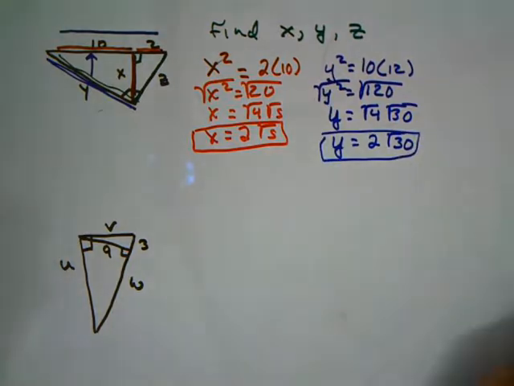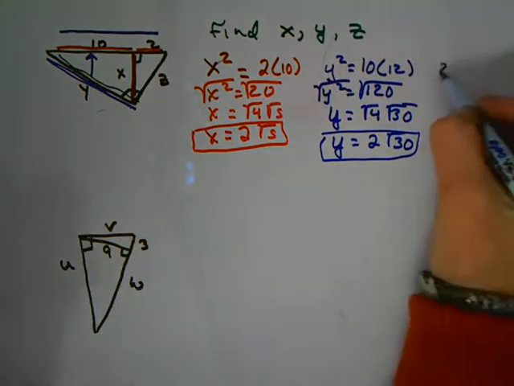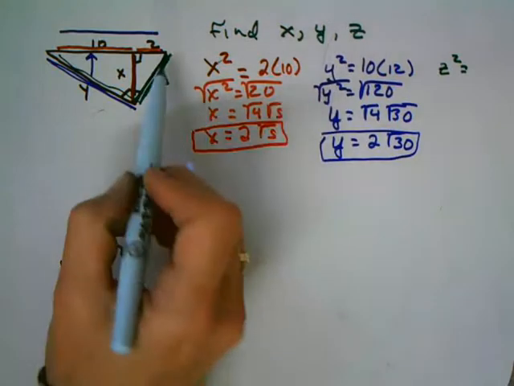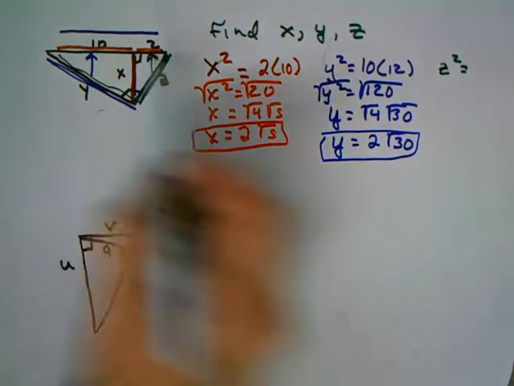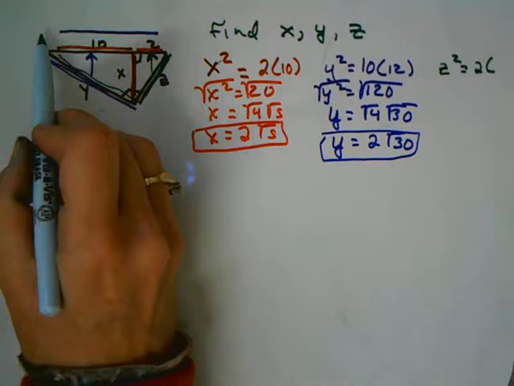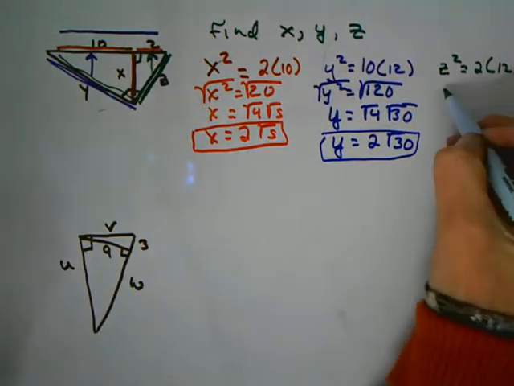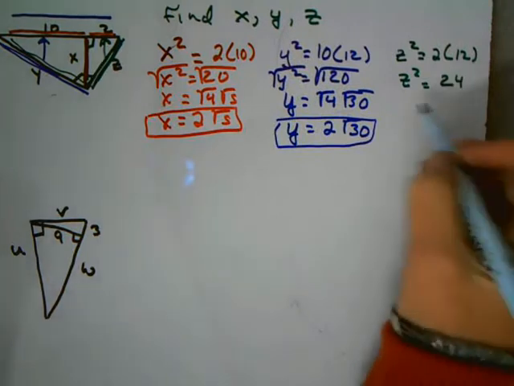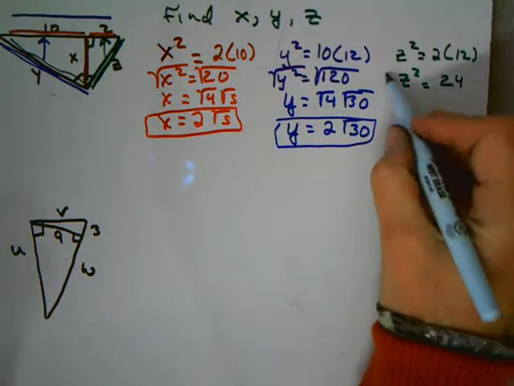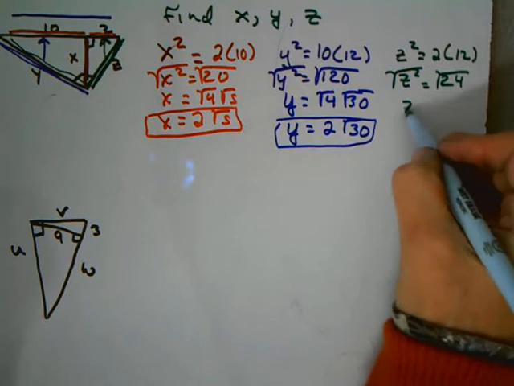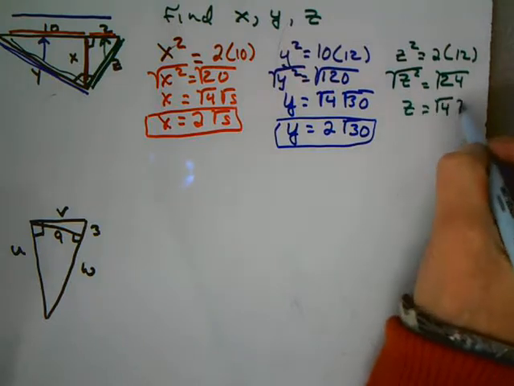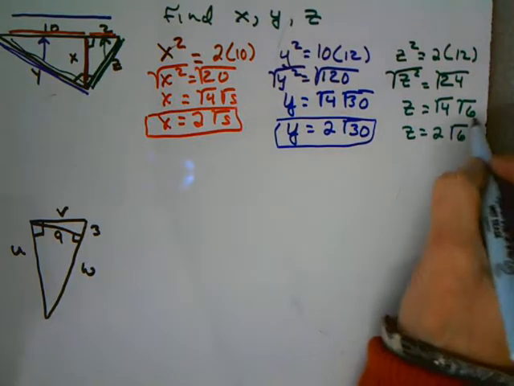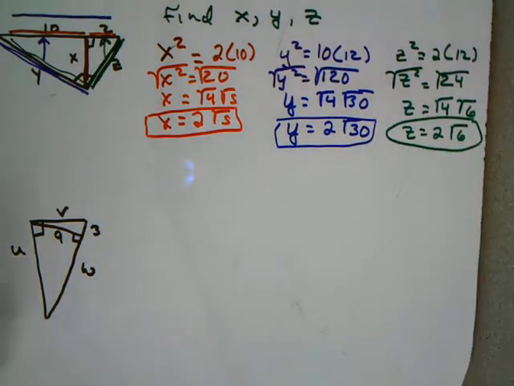Finally, Z is along this side, so I know it's going to be this length across from Z, 2, times the whole thing, 12. So that makes Z squared equal to 24. And again, I'm going to use that 4 as when I square root. 4 is just a beautiful thing. It's a perfect square, so I can call it the square root of 4 times the square root of 6. And the square root of 4 is 2, so I end up with 2 square root of 6 in simplest radical form for Z. Okay?